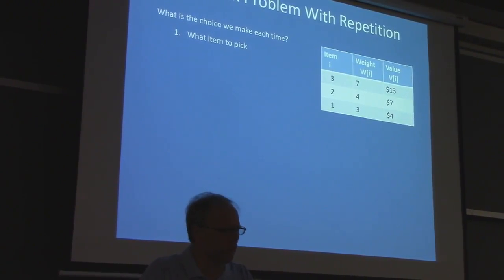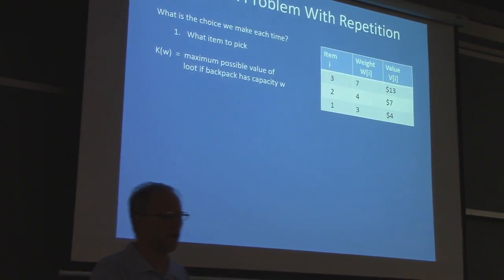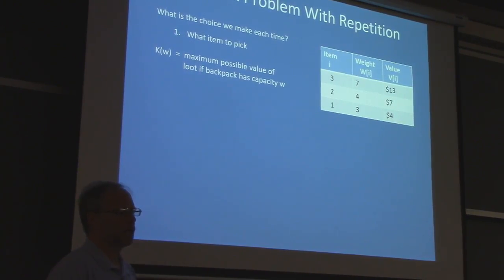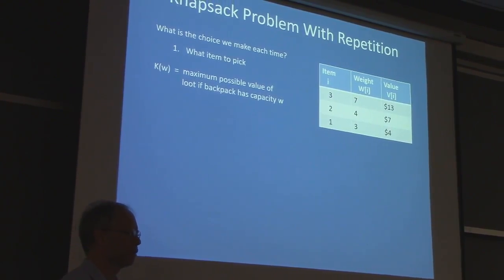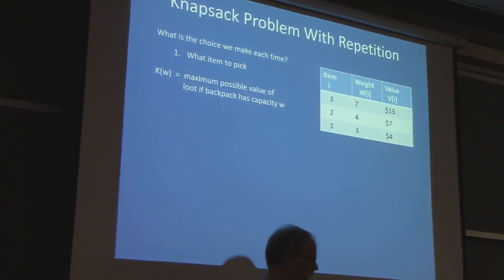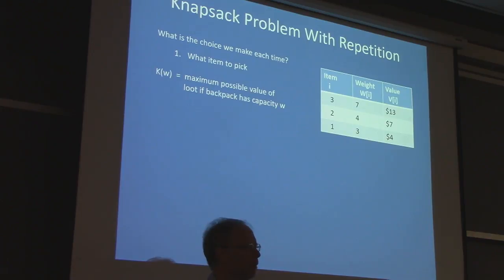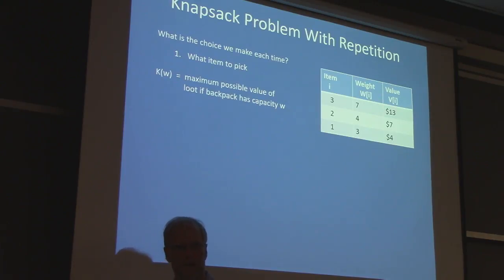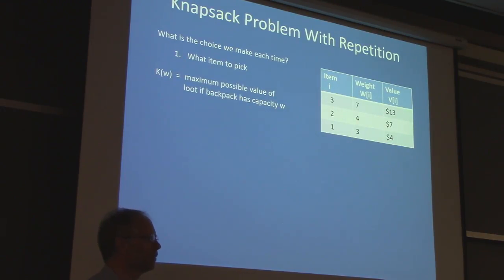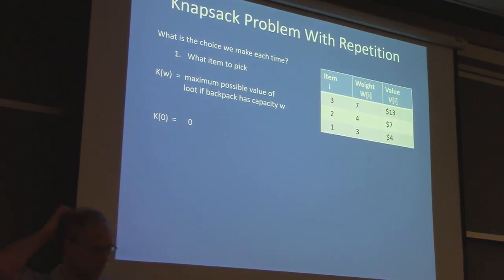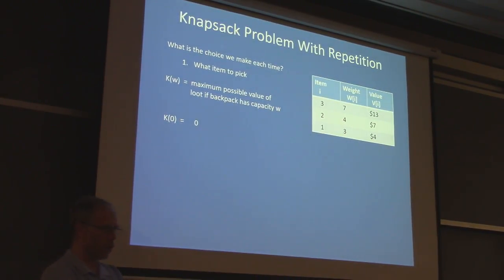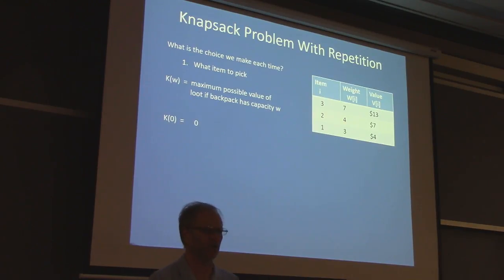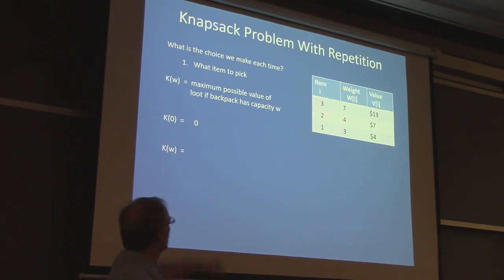Each time you've got to choose which to pick, and so what we decided was we let K of W be the maximum possible value you can do if your backpack has capacity W. So that gives us our subproblem, because if our initial backpack has, say, capacity 100, and we take something that's weight 5, now we've reduced it to the problem of K of 95. That reduces K of 100 into K of 95. So the capacity of the backpack goes down as you choose things. And obviously, if you've got a backpack with no remaining capacity, you can't steal anything. And so that's the base case.